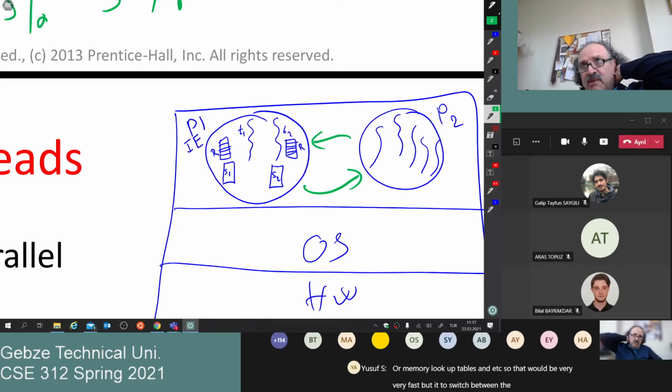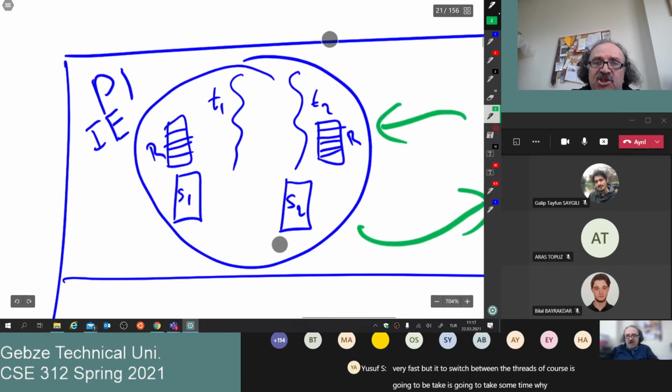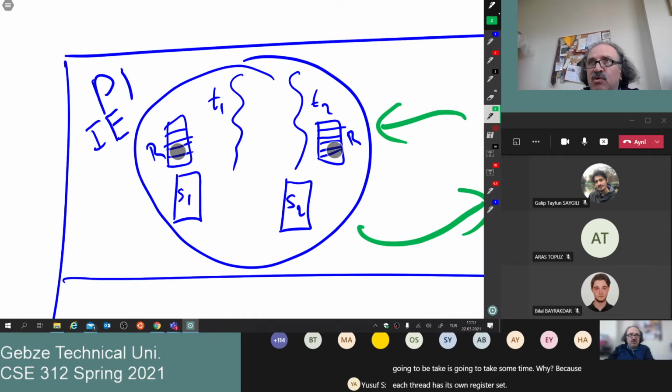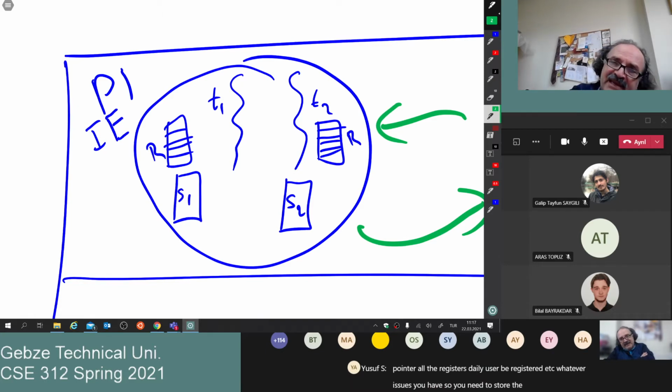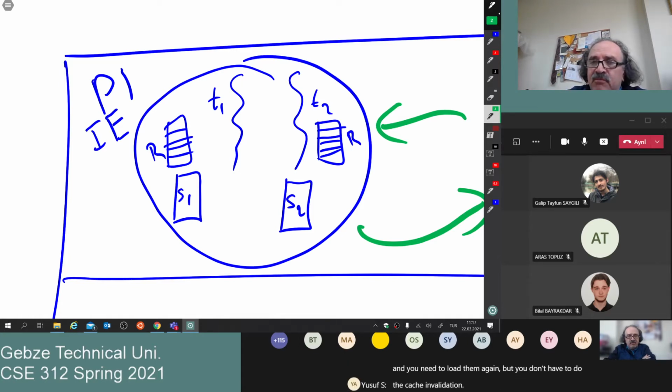Of course, it's going to take some time. Why? Because each thread has its own register set. Each thread has its own program counter, stack pointer, all the registers, A register, B register, etc., whatever registers you have. So you need to store the registers and load them again, but you don't have to do cache invalidation, virtual memory table build up, etc.